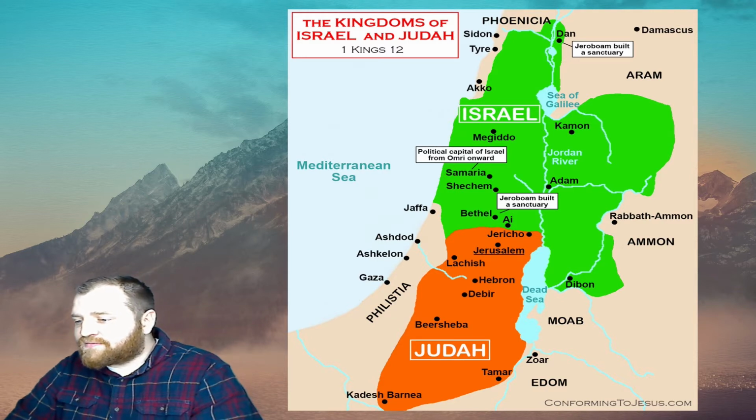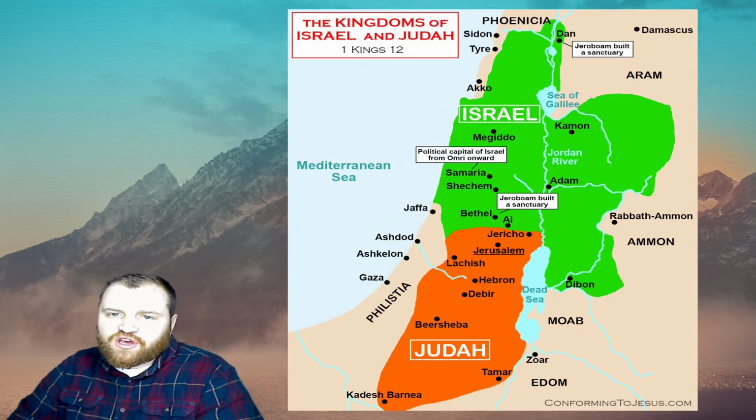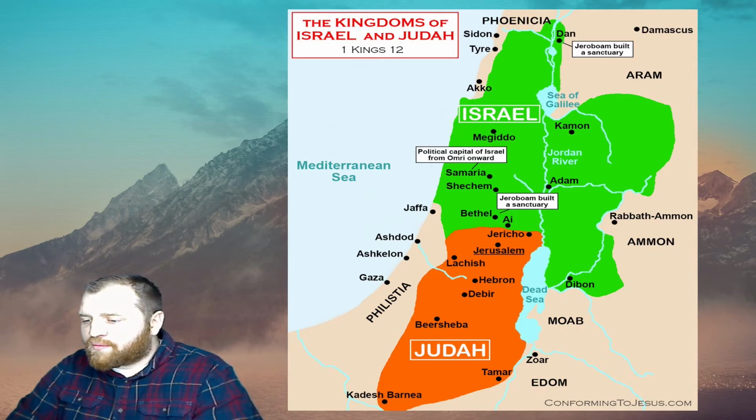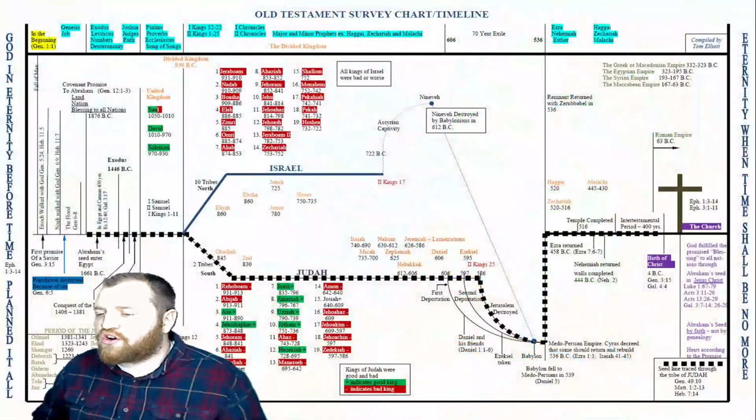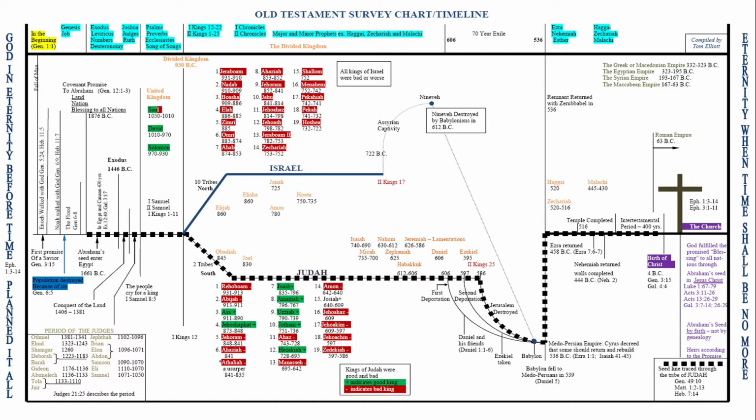And in Bethel, you see here, Jeroboam built a sanctuary to God, and people would go and worship there. Okay, but let's get into some of these charts for a moment. This is an Old Testament survey chart or timeline. Most of this is pretty accurate. There are so many different versions of this out there.